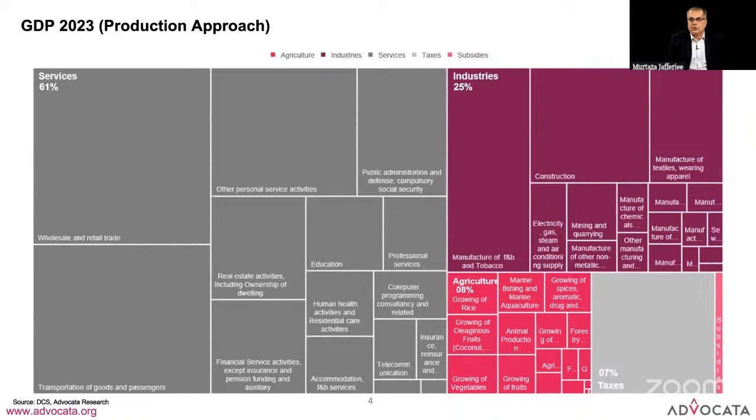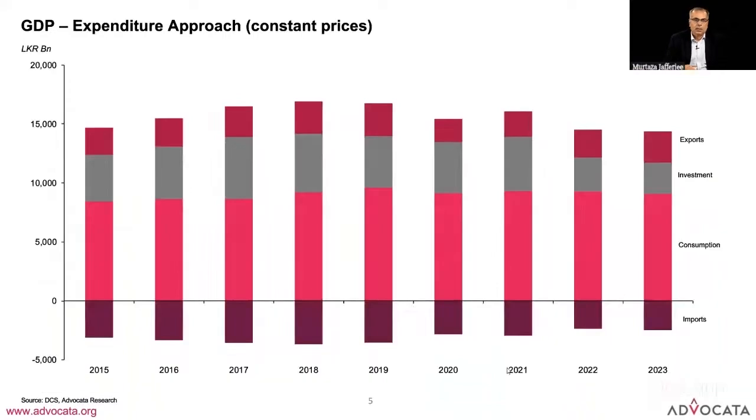So there's a concept called gross value addition. So gross value addition plus taxes gives you GDP. And this is based on real GDP. What I'm trying to show is the expenditure approach and what components are contributing to GDP. So you can see that this is constant prices. So this is adjusted for inflation to see over a period of time.